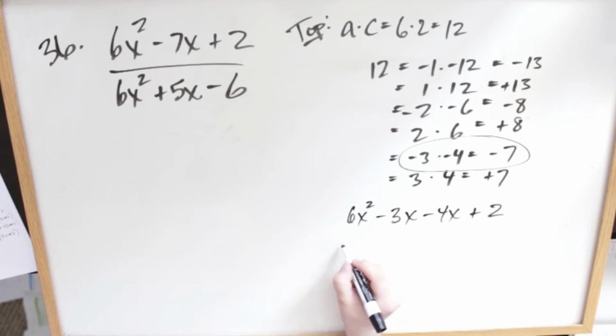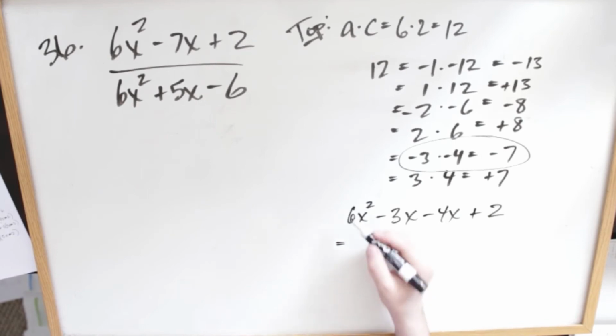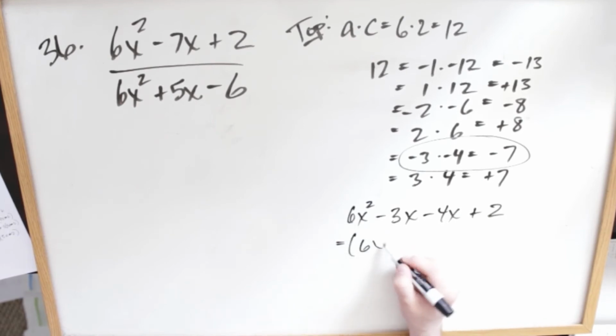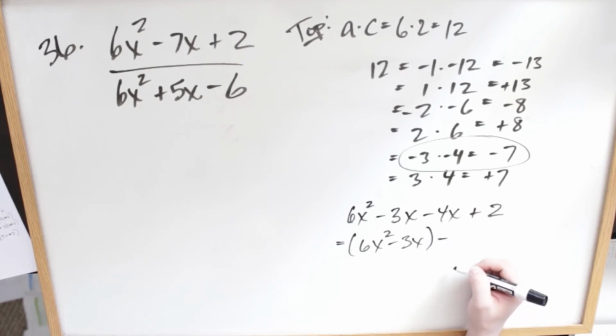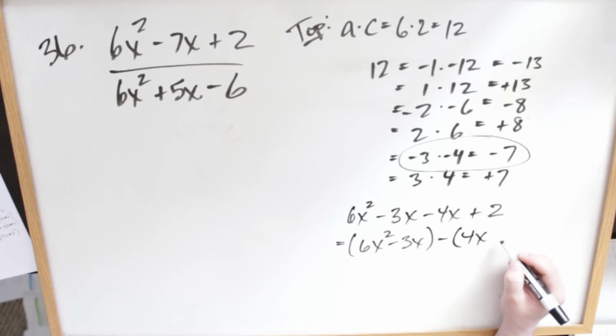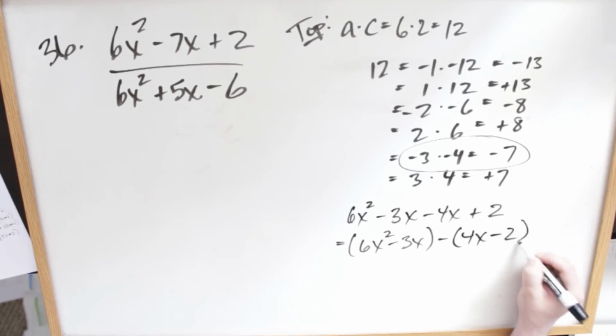And now this is equal to, let's put our brackets around everything, 6x squared minus 3x. So we're only going to deal with the first pieces and the second pieces. Now here's where it gets tricky. Because I've got a minus sign here, if I pull a minus sign out in front, this has to turn into a 4x minus 2.